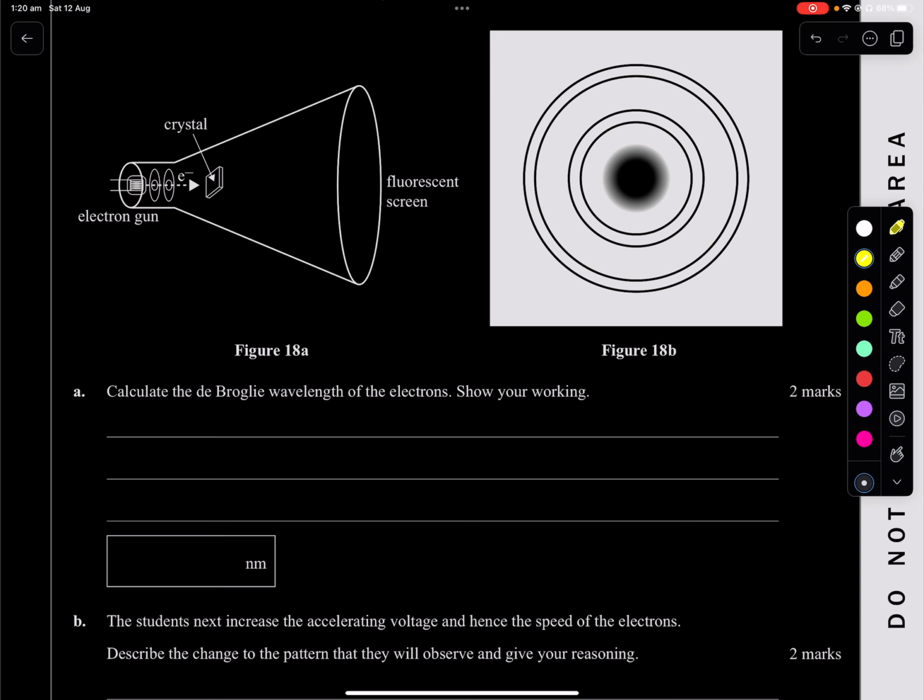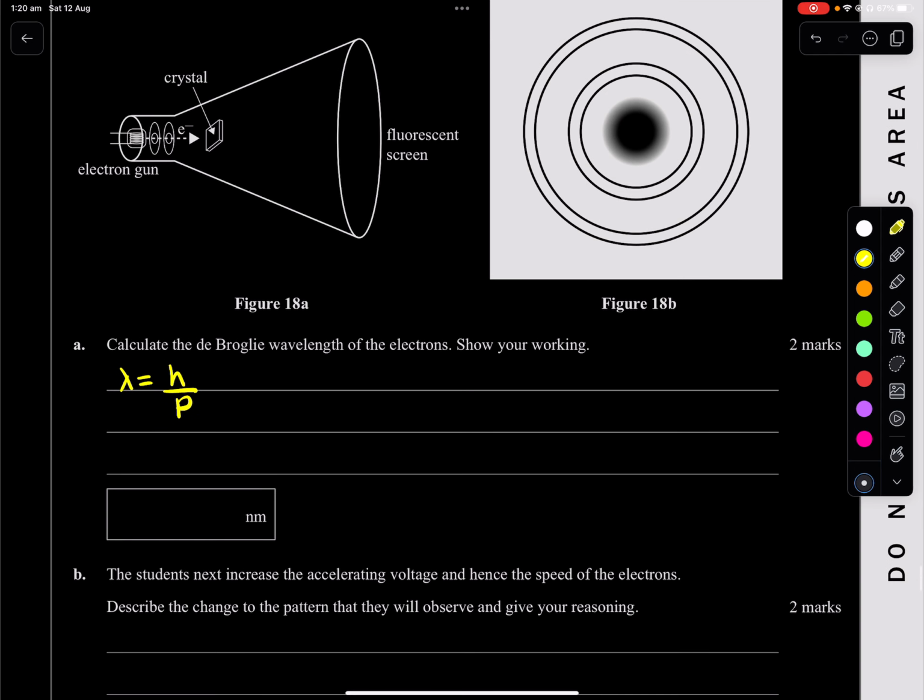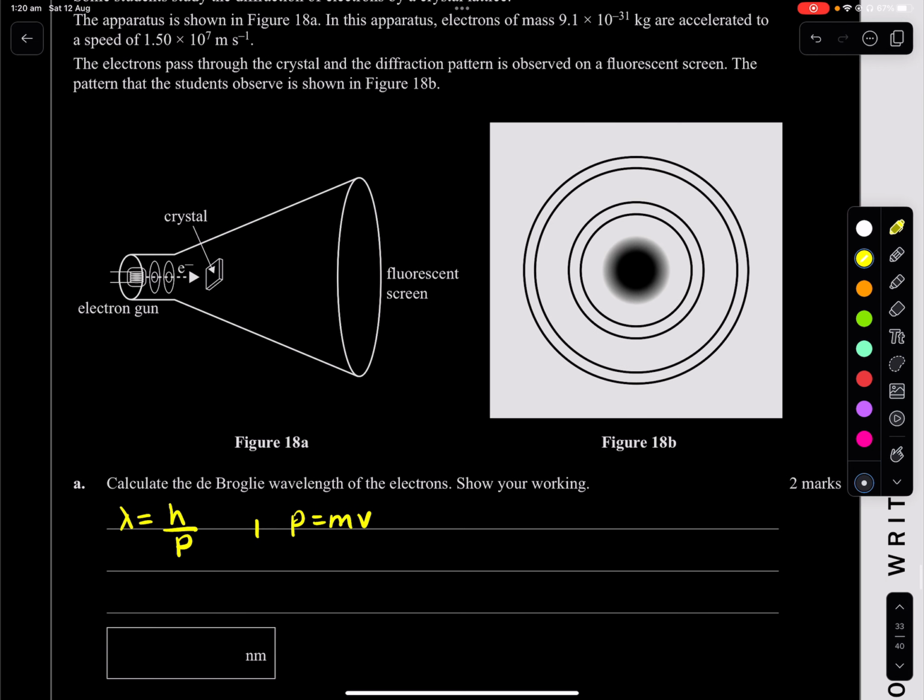Show your working out. If I look at my summary sheet, the de Broglie wavelength is over here. To find the de Broglie wavelength, I need h over p. So, what is the momentum? p equals mv.